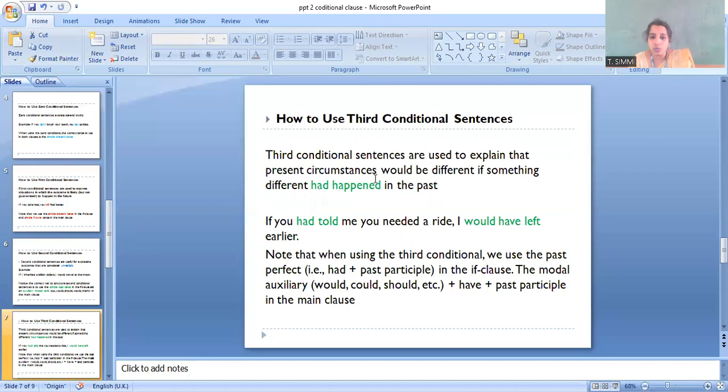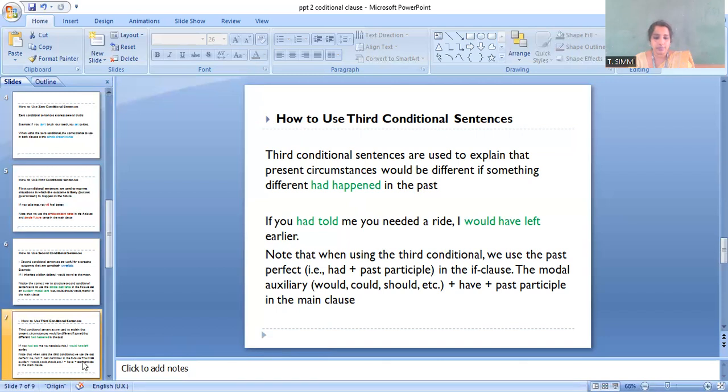See the rule: when using third conditional, use the past perfect in the if clause, and modal auxiliary plus have plus past participle. And past participle means, for example, jump is V1, jumped is V2, and the third form is jumped. Past participle is otherwise known as V3. Written, return, okay, that is the past participle. And here, the past participle is left, and the V1 form is leave. So, if you had told me you needed a ride, I would have left earlier.